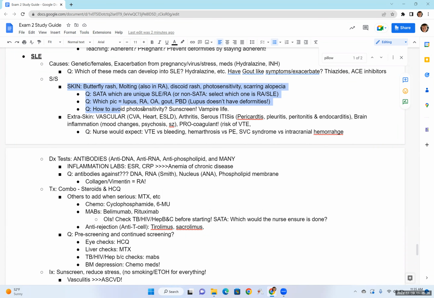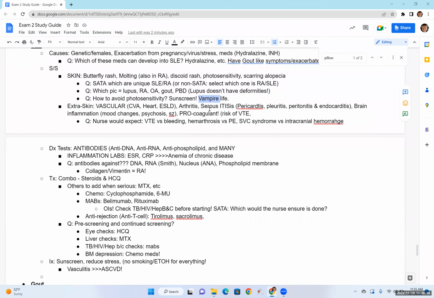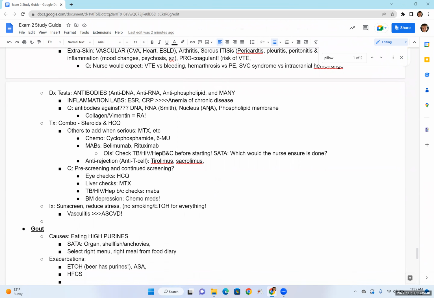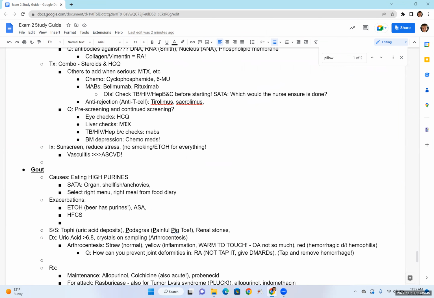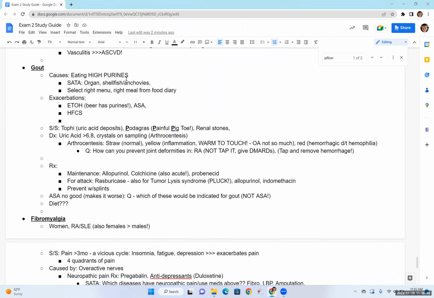And who's photosensitive? Lupus, right? They both have extra-articular symptoms, but they both have arthritis. You can have lupus arthritis too. Either way, treatment is also combo drugs, right? And I add some other hemo drugs in there too. And then gout.